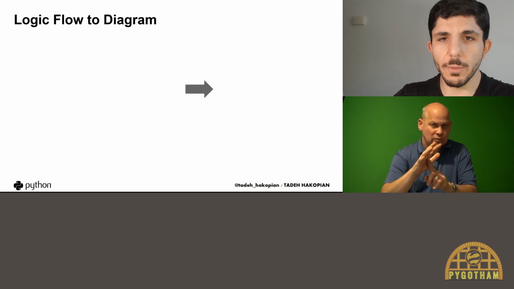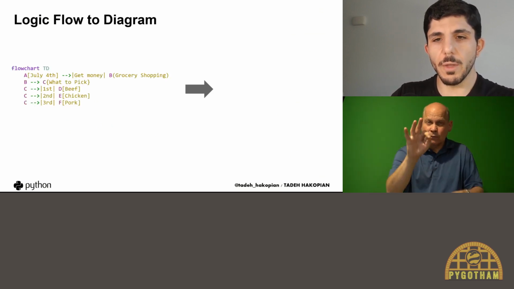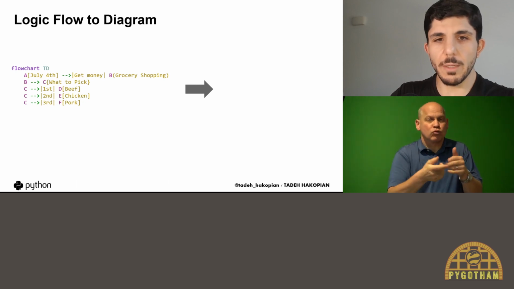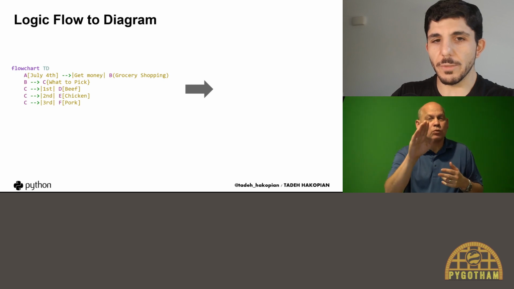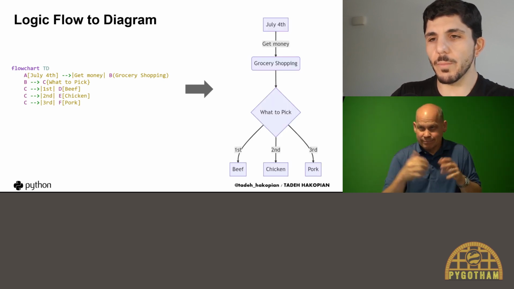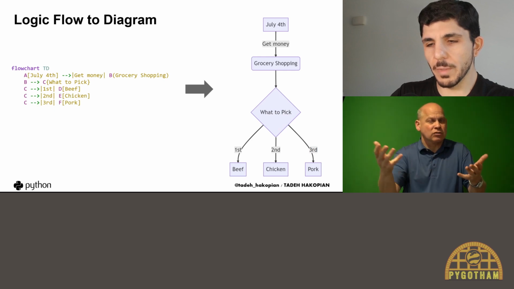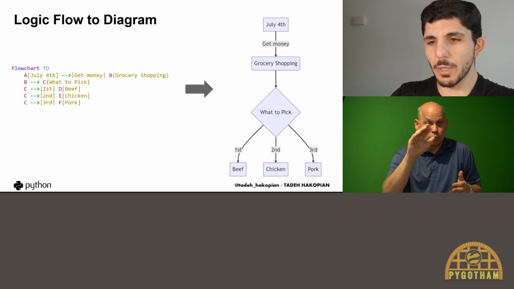So here, in a logic flow diagram, let's create something that tracks a simple flow chart of grocery shopping, starting from A, getting money, then B, what to pick, and then C, options for your meats. And we get this chart to the right here showing the steps involved, and then a decision, which is great. That's what I did with Mermaid.js.